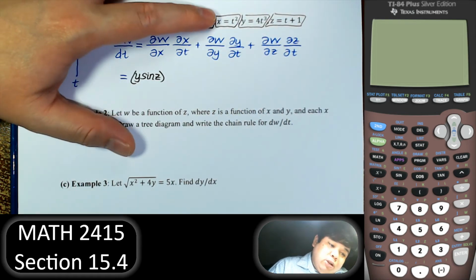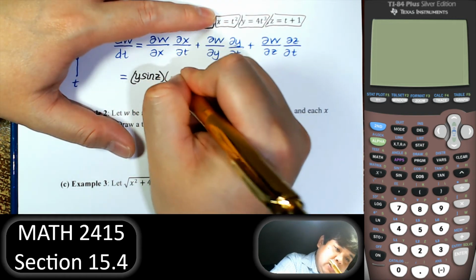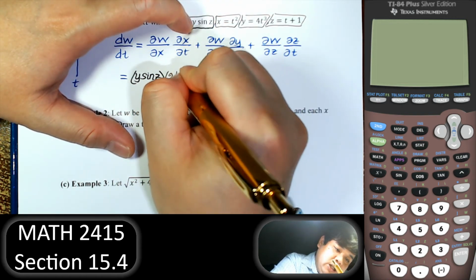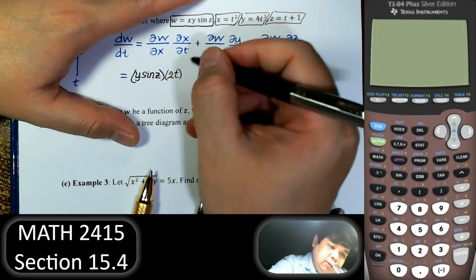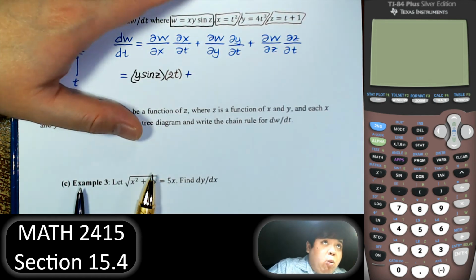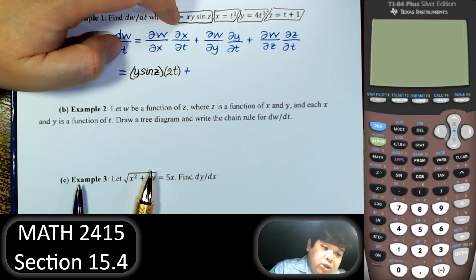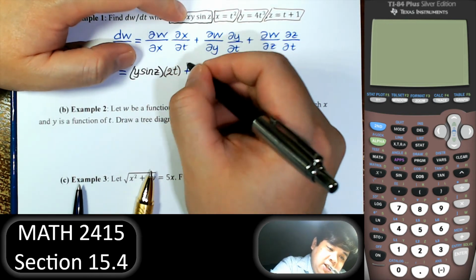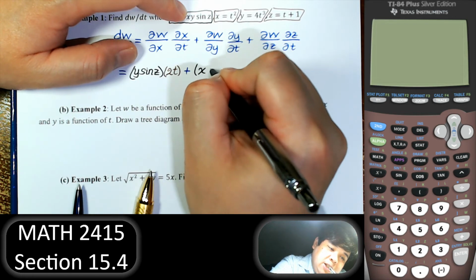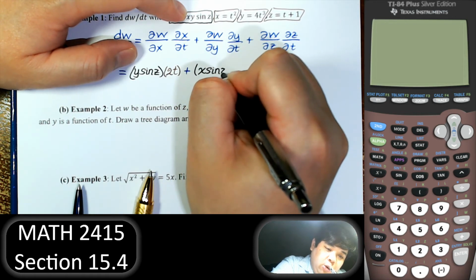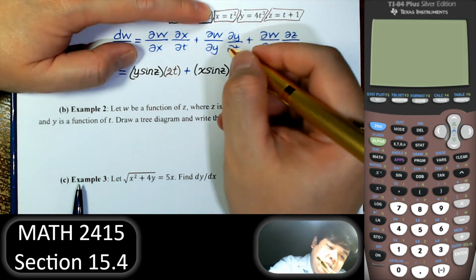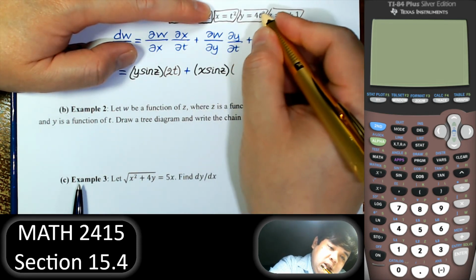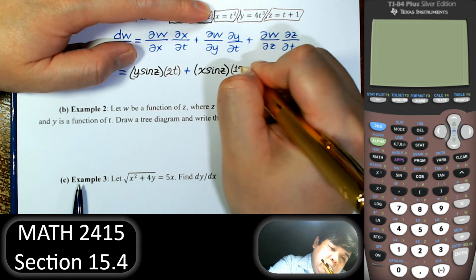Derivative of x with respect to t will be 2t. Derivative of w with respect to y is going to be x sine z. Those are constant. Derivative of y with respect to t will be 12t squared.